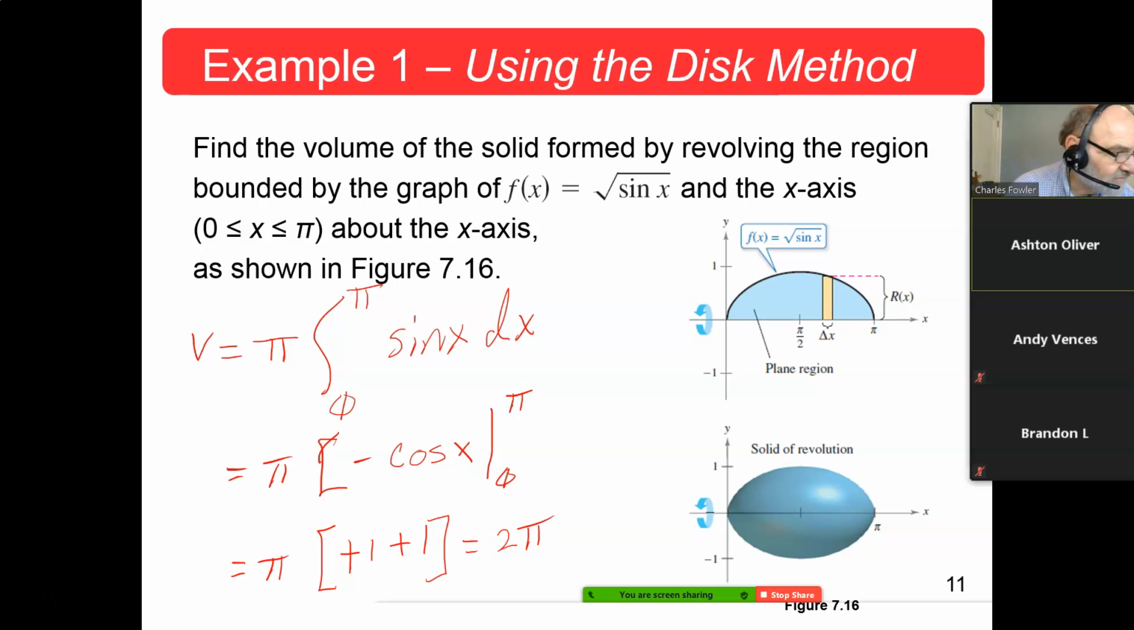All right, let's see if we can find where they are there. Oh, I didn't flip the page. Page 456, top of the page, example 1, 2 pi. Good deal there.